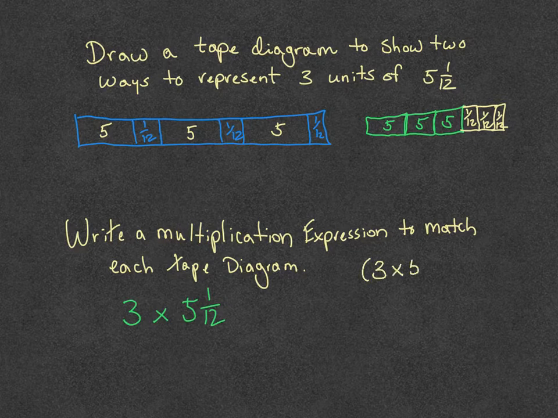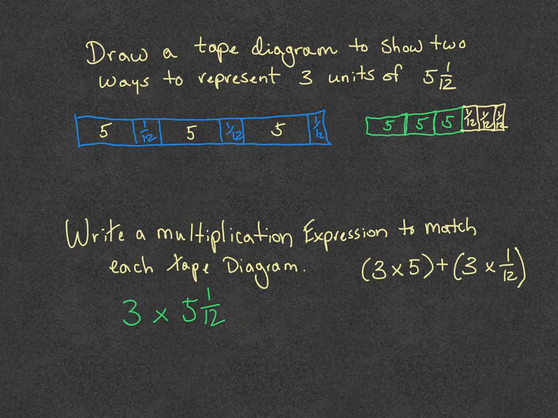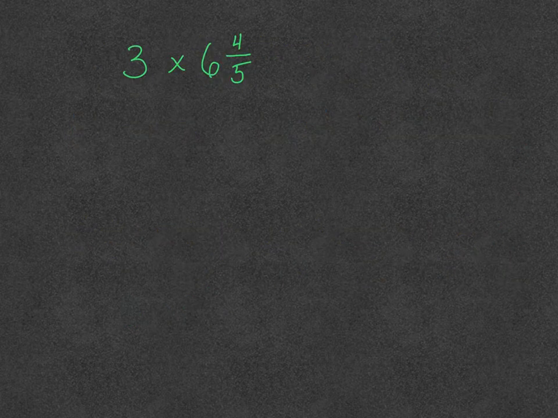3 times 5, because I have 3 copies of 5. This shows me 3 copies of 5. 1, 2, 3. And then how many copies of 1/12? 1, 2, 3. So I would add on 3 copies of 1/12. So I just wrote 2 different types of multiplication expressions to represent this tape diagram, and this one matches that tape diagram.